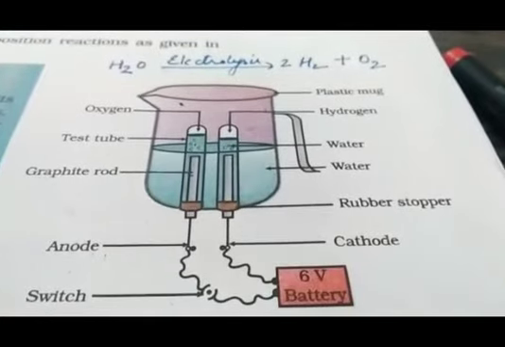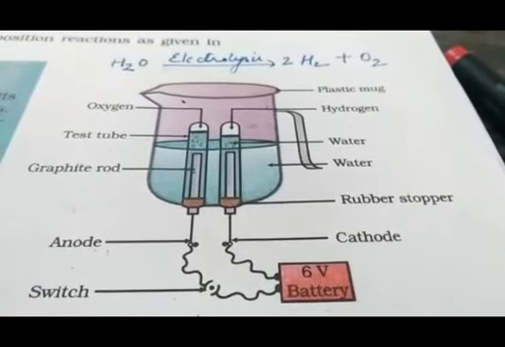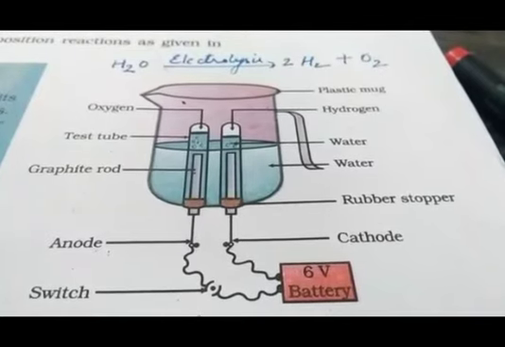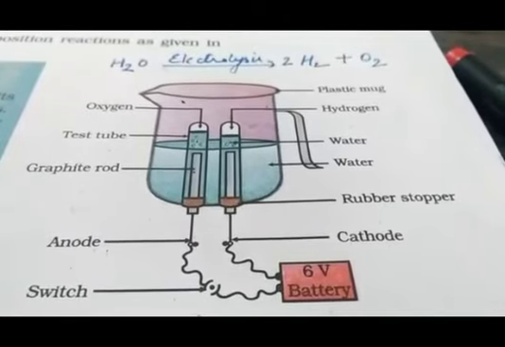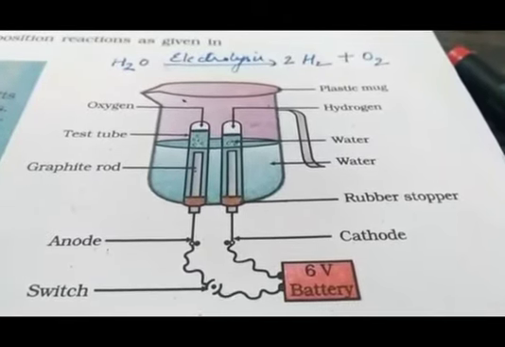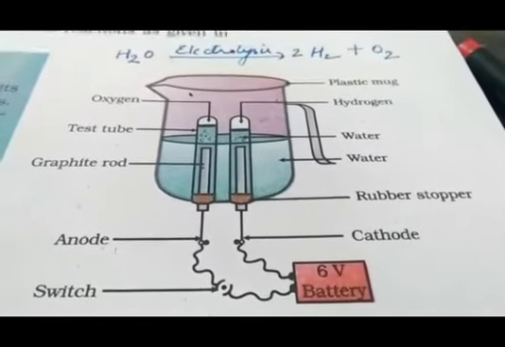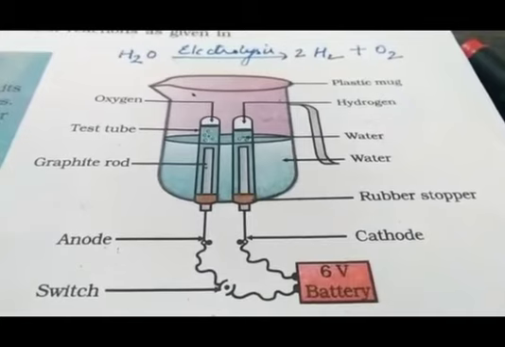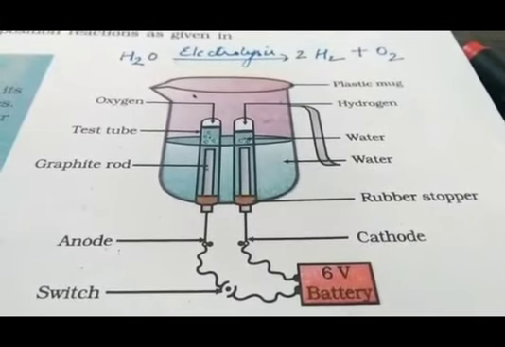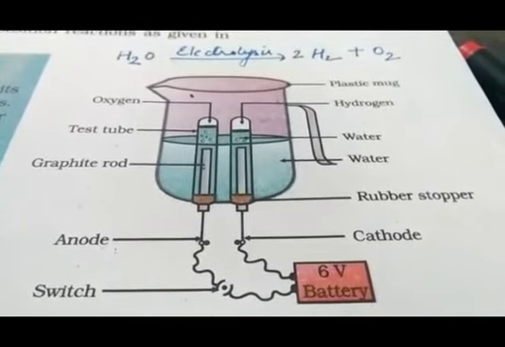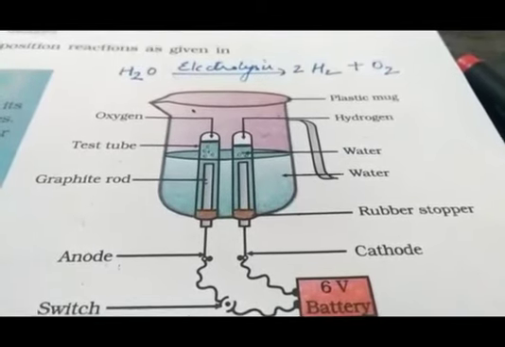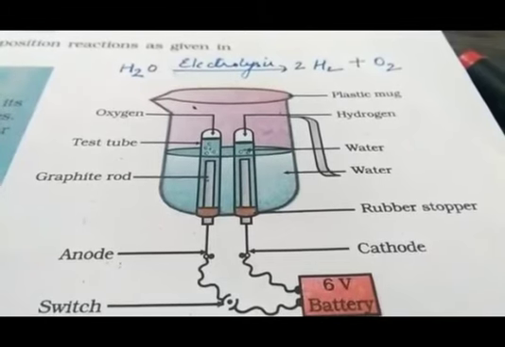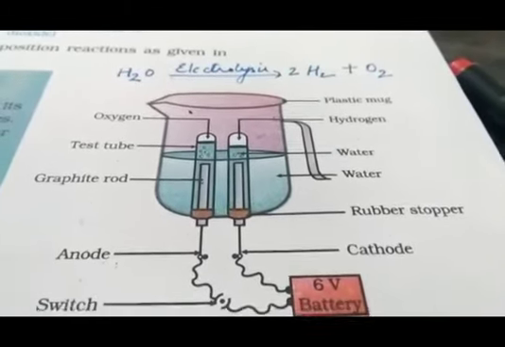The gas which is produced at the cathode is hydrogen and the gas which is produced at the anode is oxygen. How will you come to know? You can bring a burning matchstick near the mouth of the gas at the cathode. It will burn with a pop sound, indicating that it is hydrogen gas, while as you know, oxygen will support burning. The reaction taking place here is water on electrolysis, that is on passing the electric current, breaking up into two products, hydrogen gas and oxygen gas.